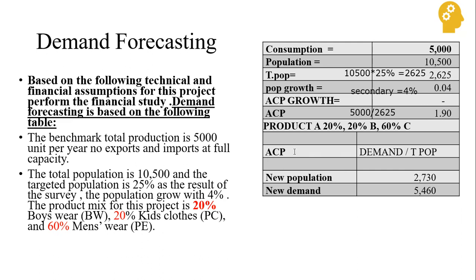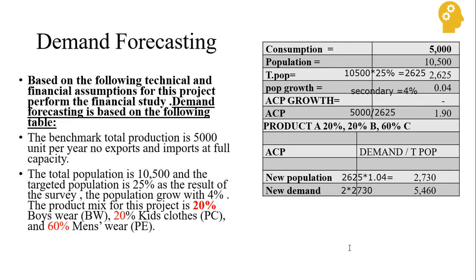We approximate it up, and then we need to calculate the new demand. Since we know the formula, it is the ACP times the target population, and my target population is 2,625. So I need to find the new population. How do we find the new population? I take the old population times 1.04, and that gives me the new population, 2,730. By using this new population and multiplying it times 2, it gives me the new demand, which is 5,460.